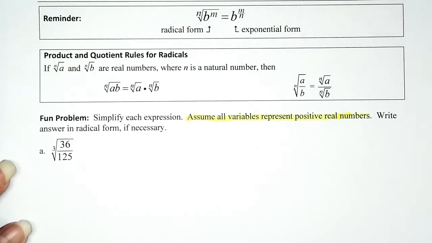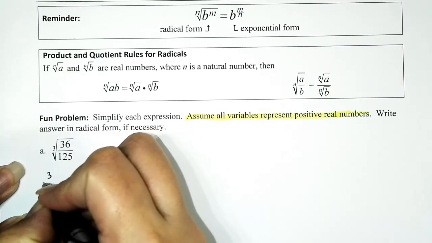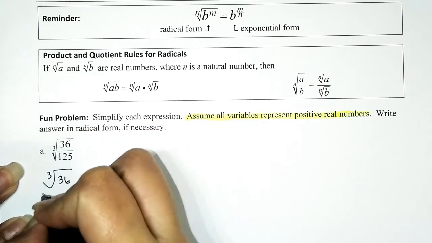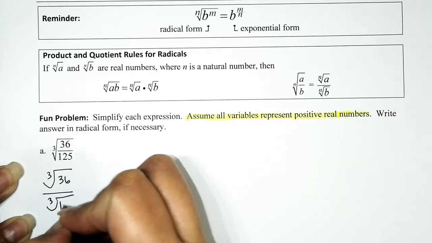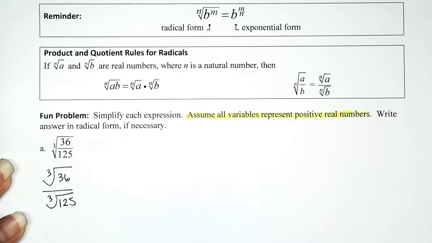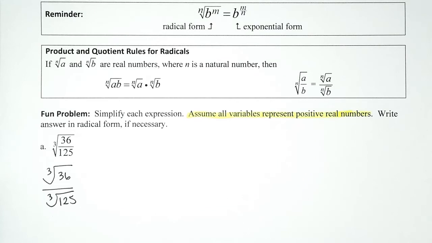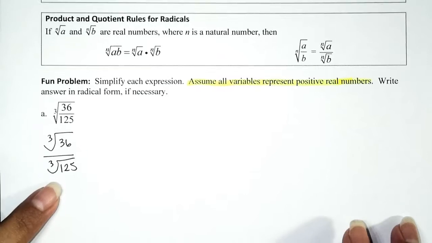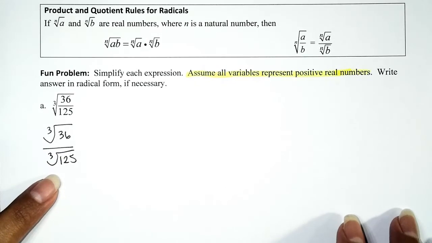So let's do this. Cube root of the numerator over cube root of the denominator. Now you just simplify the top, simplify the bottom, and then make sure that your fraction is reduced. It doesn't matter what you decide to simplify first, just commit to it. Cube root of 125. If you know what that is, go for it, but I really don't.